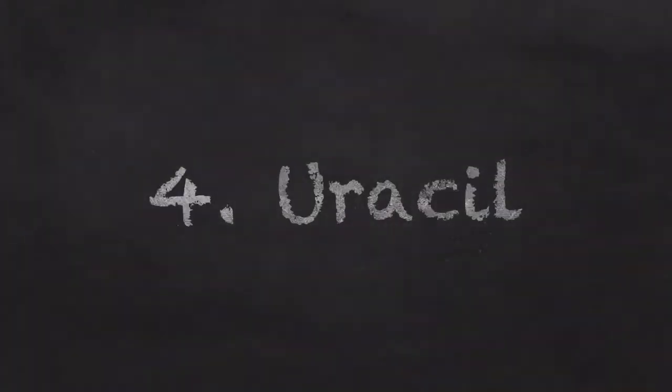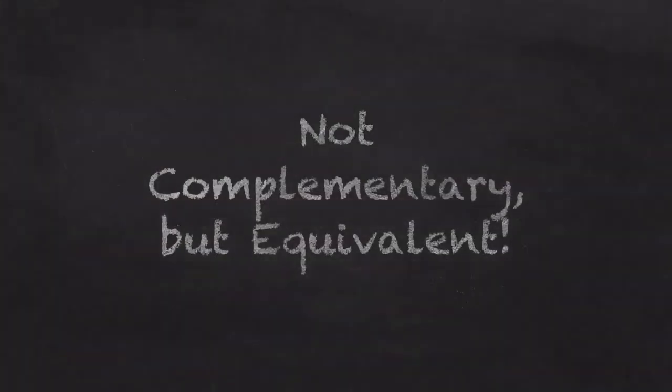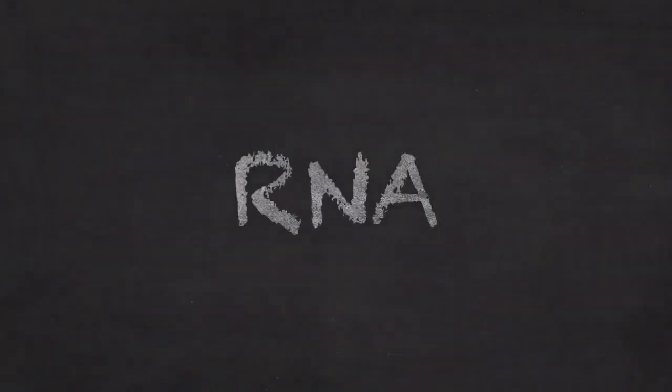Well, that would be the fourth difference, uracil. Instead of thymine in DNA nucleotides, RNA nucleotides have uracil. All the other bases are the same, though. An important thing to remember is that thymine and uracil are not complementary, like cytosine and guanine, but equivalent, like cytosine and, well, cytosine. So now we know a bit more about RNA, but what happens next?